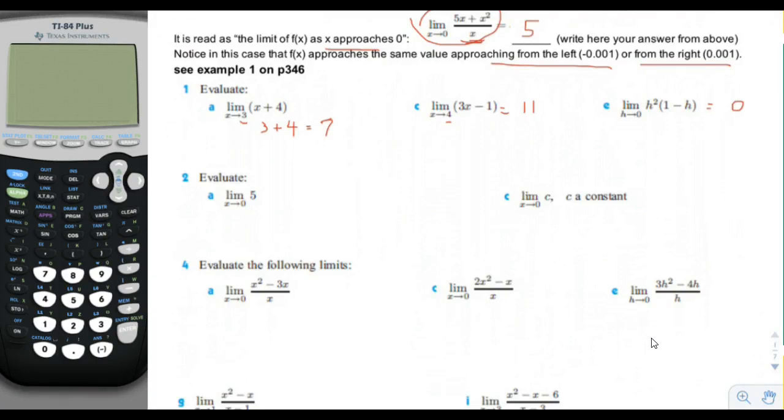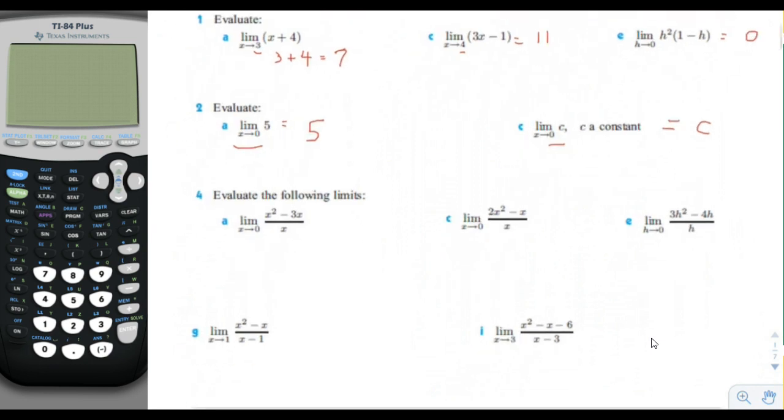What about here? The limit as x approaches 0 of 5. Well, 5 does not change depending on the value of x. x can be anything, 5 is still going to be 5. So this is kind of a silly question. And then they generalize. If you have c, which is a constant, it doesn't depend on x, doesn't matter what x's value is, c is always going to be c.